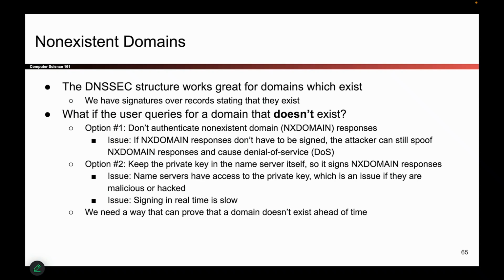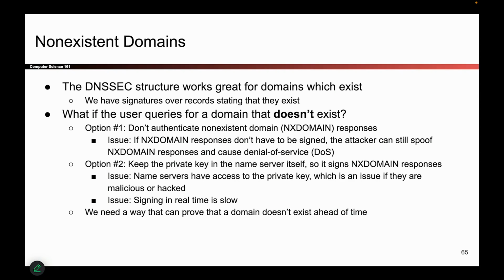What if I try to ask for the IP address of fake1.google.com? We know that's not a real IP address, or it's not a real domain. Google doesn't have a domain or an IP address corresponding to that domain. So how does DNSSEC deal with the fact that this domain doesn't exist?